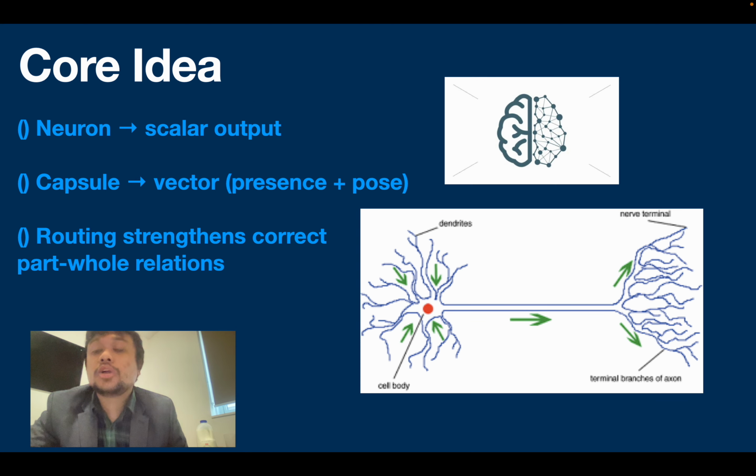The core idea, to put it simply: a regular neuron gives a single number. On the other hand, a capsule gives a vector, which represents both whether something exists and how it exists: its pose, orientation or scale. This is like the difference between detecting that an eye is present versus knowing where that eye is facing. Routing ensures the correct part-whole relationships are reinforced, which makes the model far more robust to changes in viewpoint.